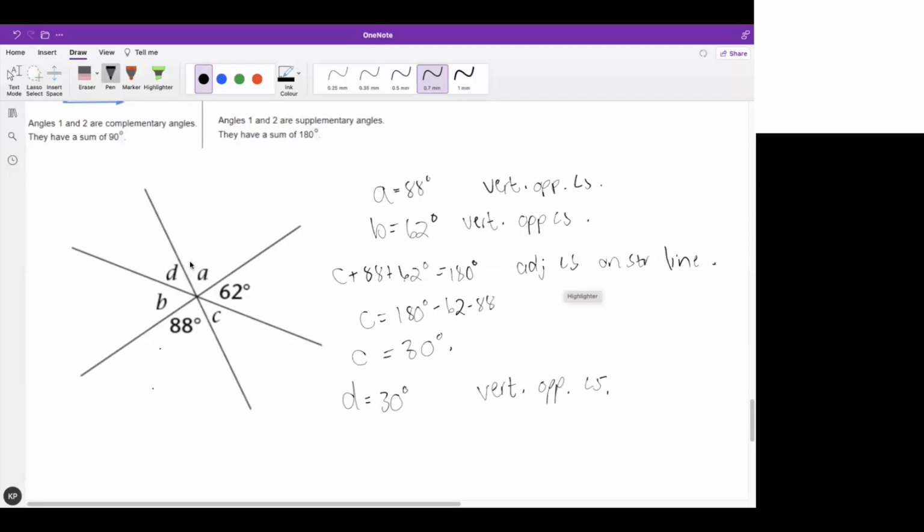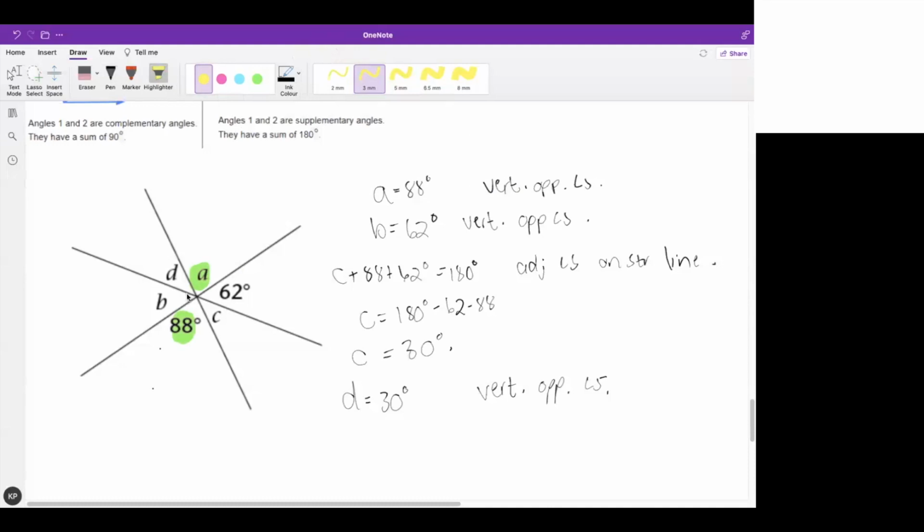Ma'am, I do not understand. Where did we lose you? Do you know A is equal to 88? Look at A, that's why we have reasons. There's A, right? Vertically opposite. There you go. Okay, you're good with A.